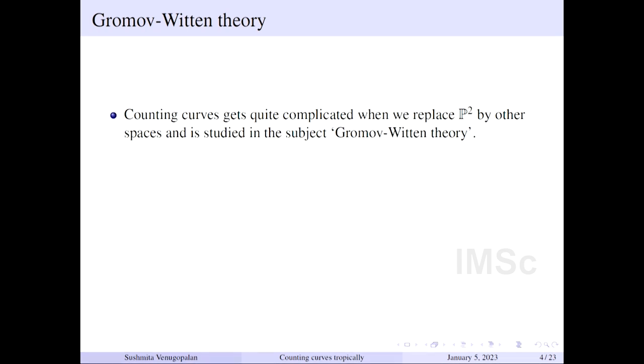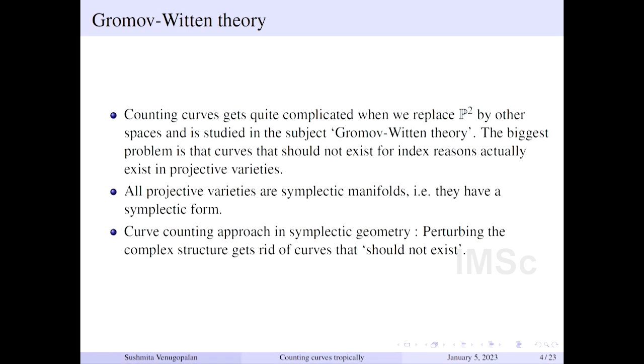Okay, so this problem of counting curves in P2 can be extended to counting curves in other manifolds or other projective varieties, and the study of these problems is done under the name of Gromov-Witten theory, and these are called Gromov-Witten invariants. One of the biggest problems you encounter when you start counting curves in spaces which are more complicated than P2 is that curves that should not exist for index reasons actually exist.